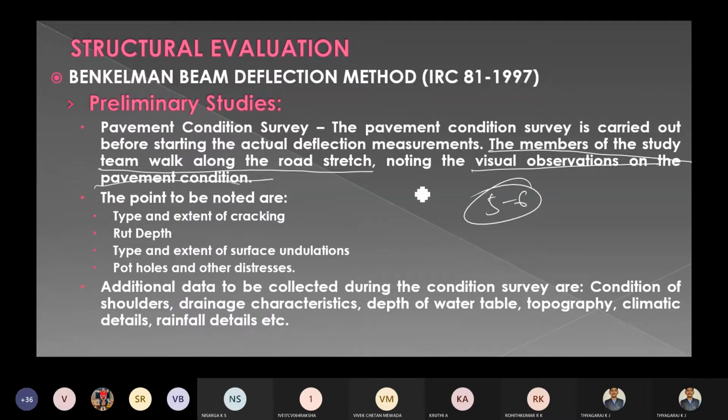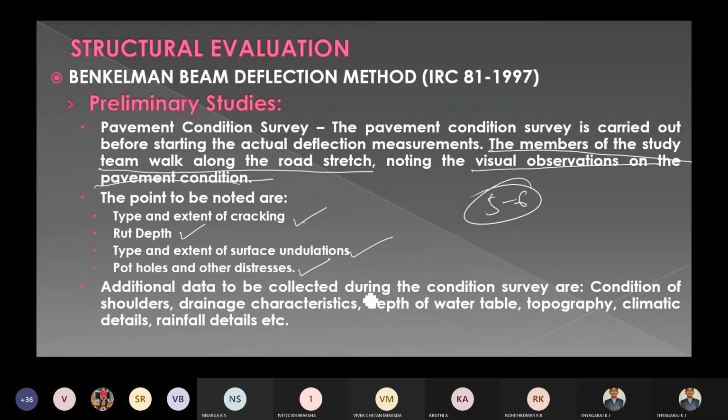So what conditions are you going to record? That is the cracking, rut depth, surface undulation, potholes, and other distresses. In the pavement condition survey, we walk along the road stretch and note the visual observations of the pavement condition. That is the type and extent of cracking, rut depth, then the type and extent of surface undulations, potholes, and distresses we are going to check.